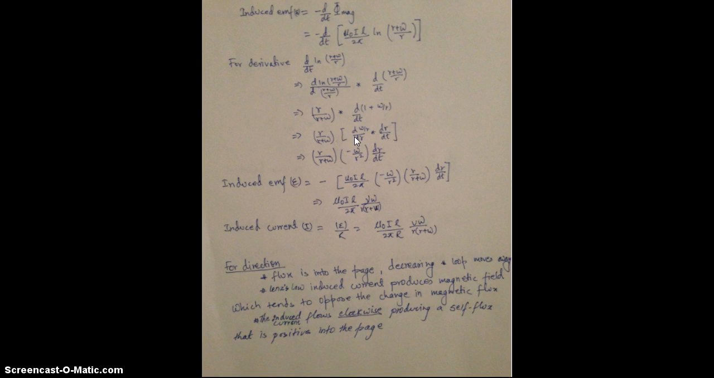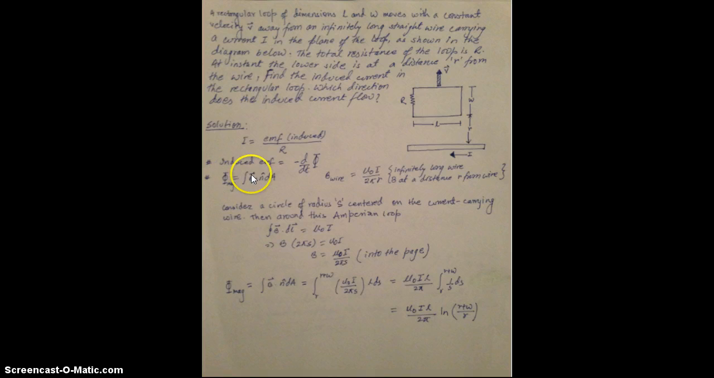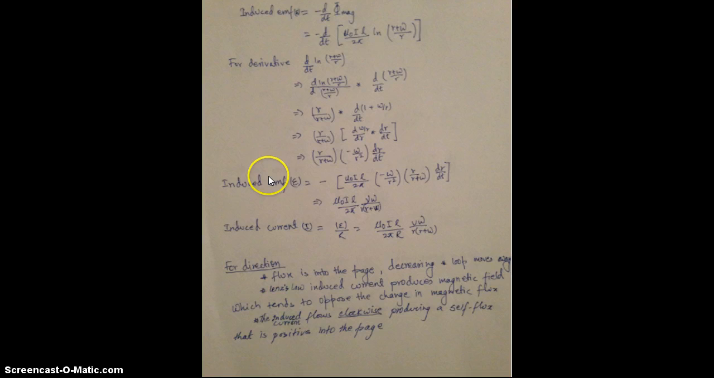Now after you calculate your magnetic flux, you use that magnetic flux for the induced EMF. The induced EMF is the negative rate of change of the magnetic flux. For that you need to calculate the derivative of this part, for which I have used the chain rule. You can pretty much follow the math, and the derivative is r over r plus w times negative w over r squared times dr by dt.